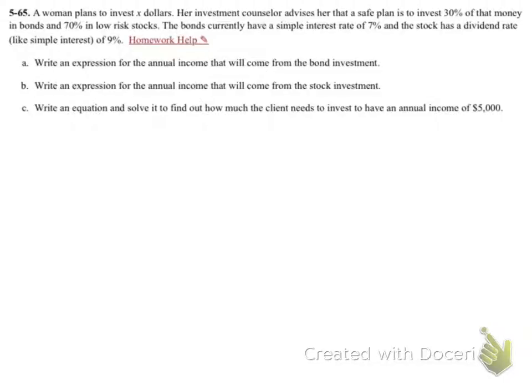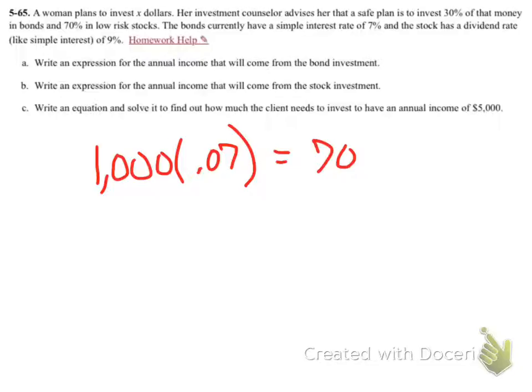All right, in problem 65, we're taking a look at somebody who's planning on investing some money. So before we start this, I want to go over a quick side problem. If you have a simple interest of 7% or 9%, it doesn't matter which one. If I'm investing, let's say, $1,000, and I want to know how much interest I'm going to make, I'm going to multiply that by the 7%, or 0.07. That would give me $70. So investing $1,000 times your percent of interest is going to give you the amount of interest you'll make.